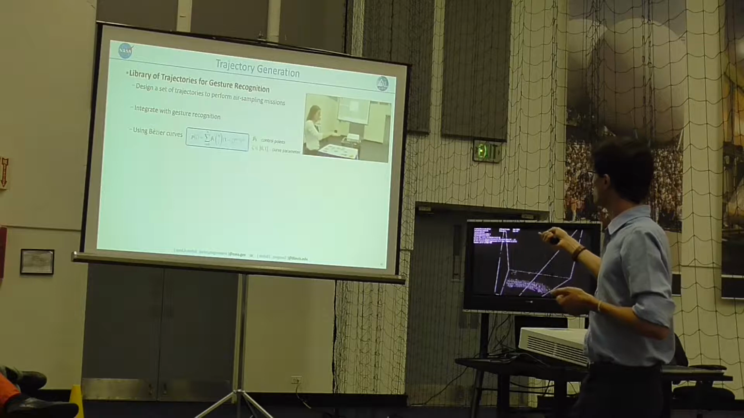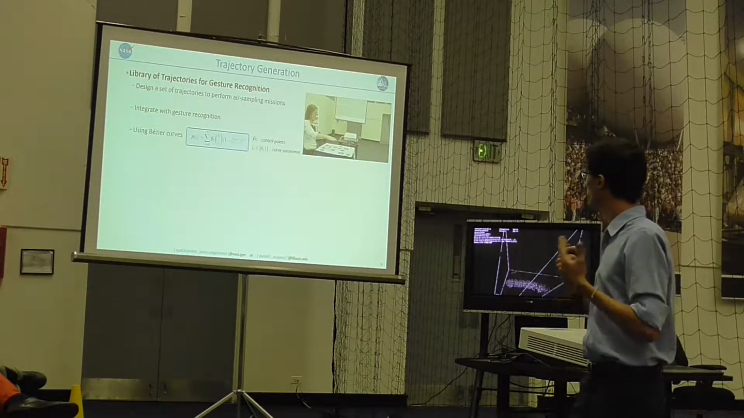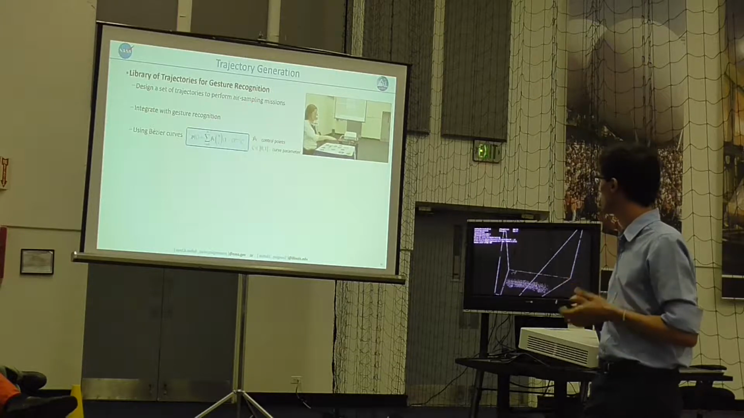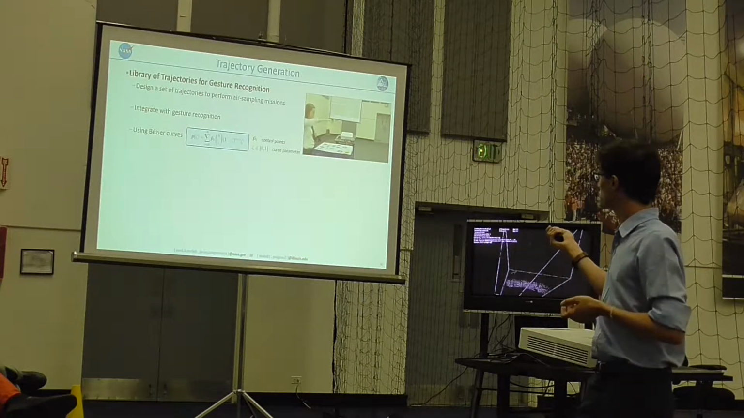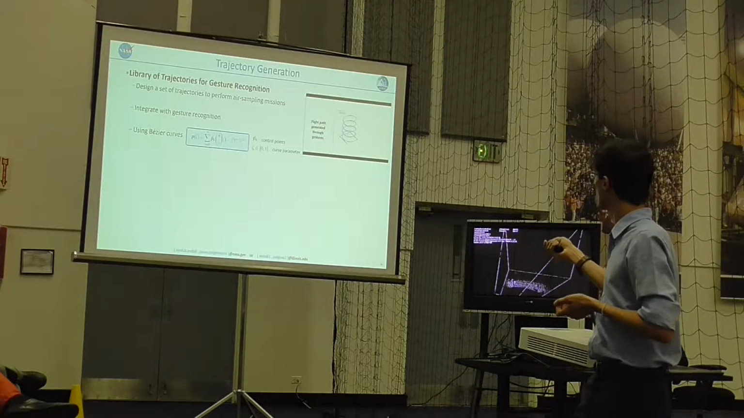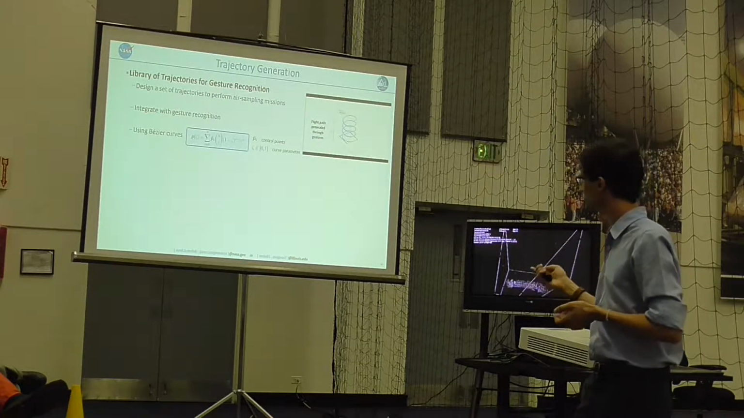And in this video, you can see our intern, Lauren, using the gesture interface and defining a trajectory. The video is sped up, and this is the final result, basically a square and a spiral.